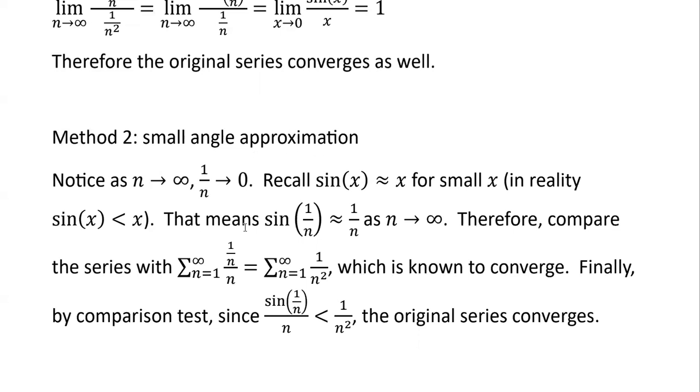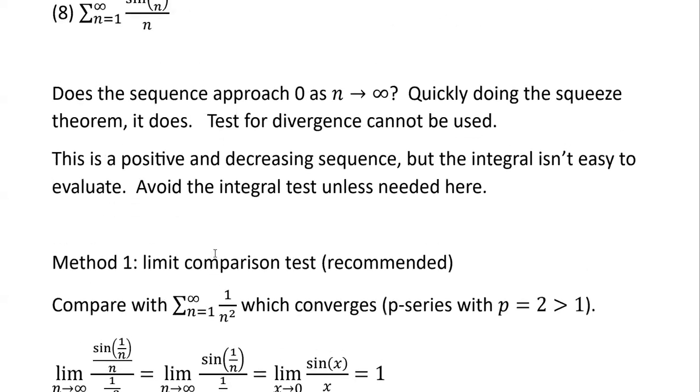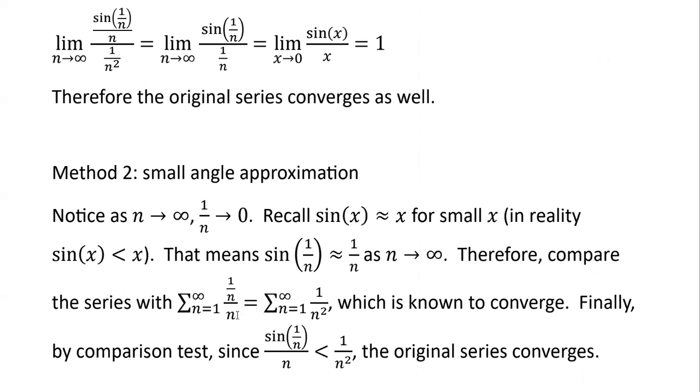So that means since 1 over n, as n keeps getting bigger, is approaching 0, it's getting smaller and smaller, right? So we can use the small angle approximation: the sine of 1 over n is approximately equal to 1 over n. Okay? So therefore, we can compare it with the series. It's like we're doing those rational functions. We pick the biggest degree on top and bottom. So this is approximately equal to 1 over n, and then we leave the n on the bottom. So this is 1 over n squared, which is what we had up there, right?